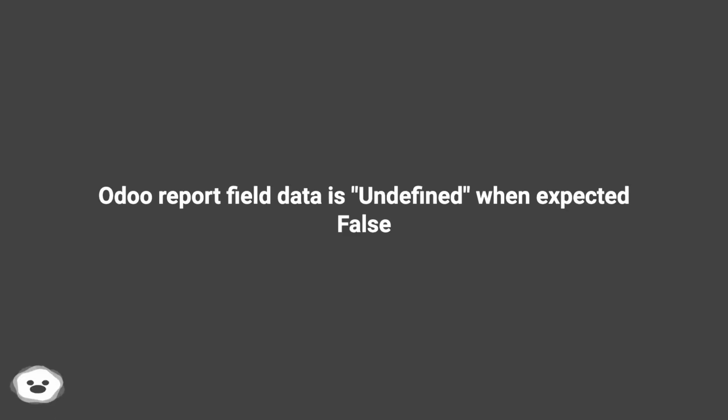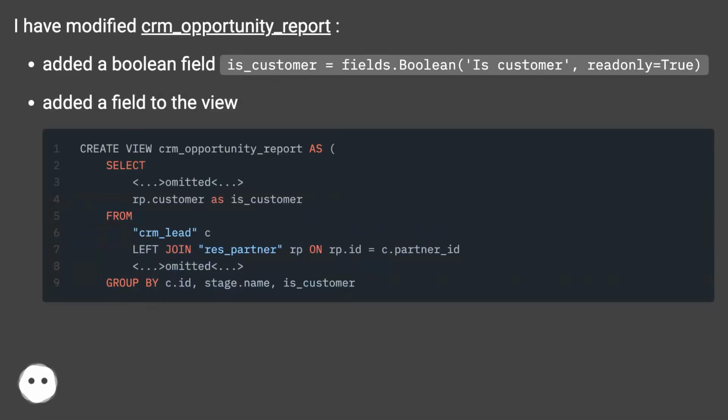Odoo report field data is undefined when expected false. I have modified CRM_opportunity_report. Added a Boolean field is_customer equals fields.Boolean is customer, read only equals true. Added a field to the view.